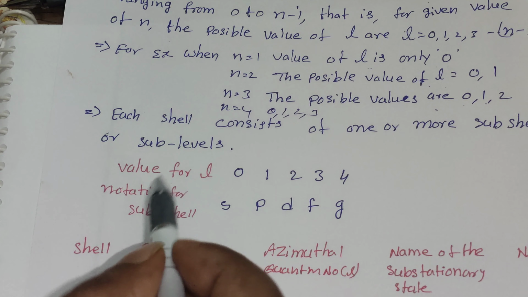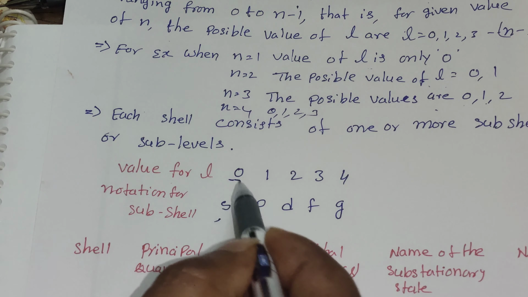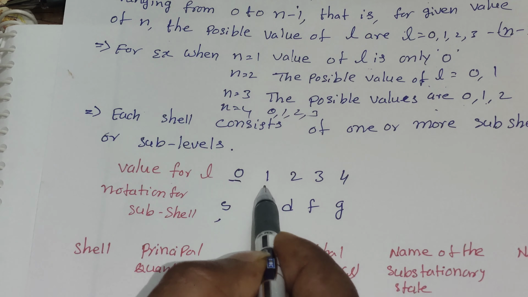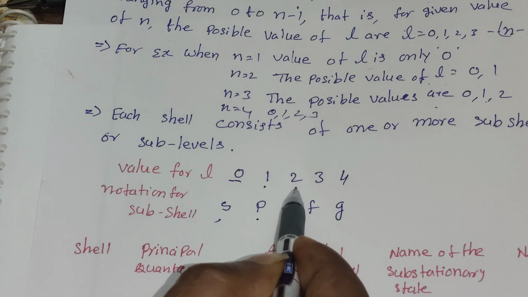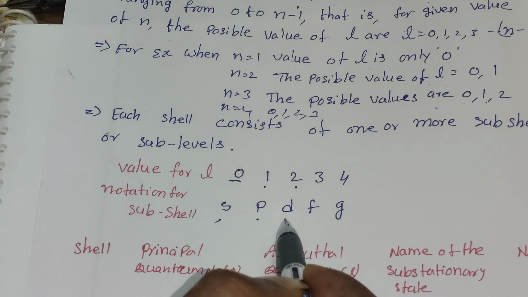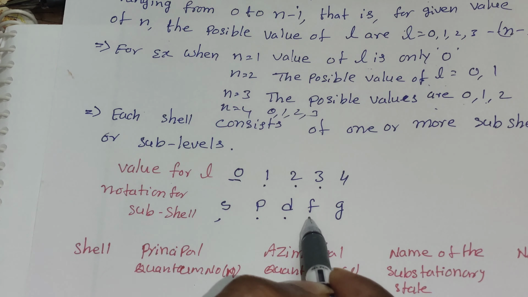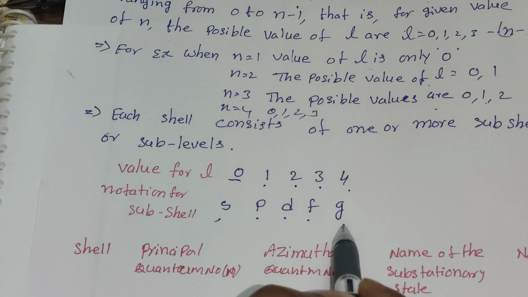In case the value of l is equal to 0, that is the s subshell. The value of l equal to 1 indicates the p subshell, the value of l equal to 2 indicates the d subshell, the value of l equal to 3 indicates the f subshell, and the value of l equal to 4 indicates the g subshell.